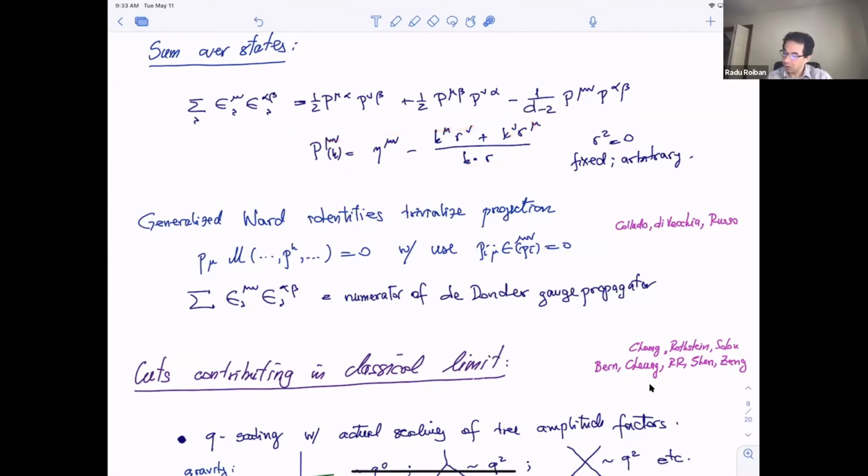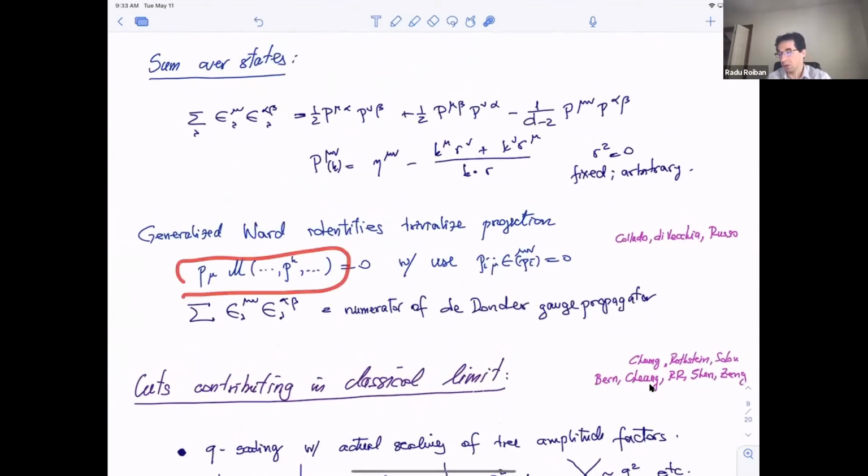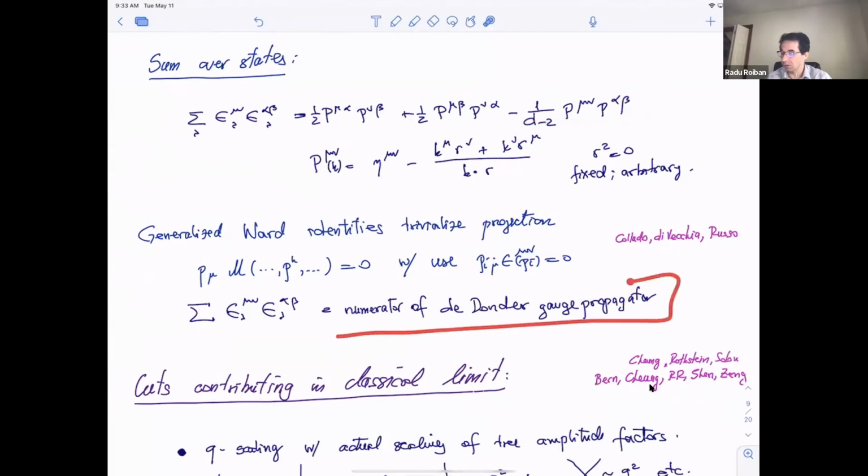However, it was pointed out that one can get rid of these reference vectors if the amplitudes that enter the cuts have a very special property. That is, they obey the Ward identities on any one leg without using transversality of any of the other remaining gravitons. If that's the case, then all the terms in here, all these k times r terms in the physical state projector, drop out. And the sum over polarizations becomes just the numerator of the de Donder gauge propagator. So things basically collapse and simplify. Any questions about this?